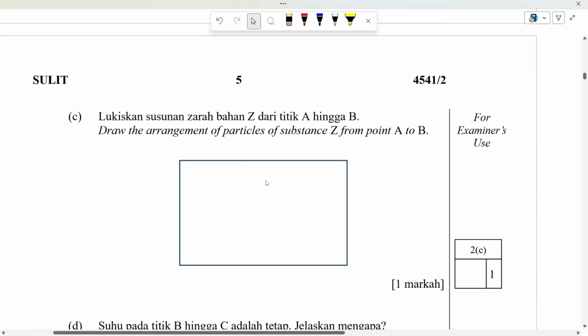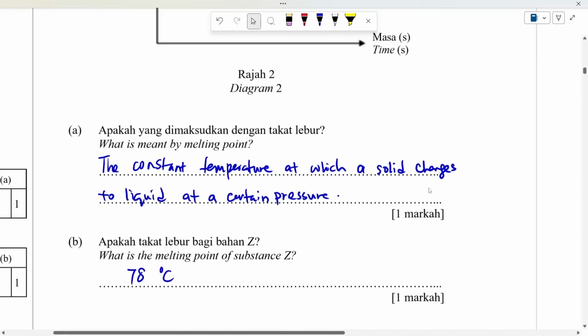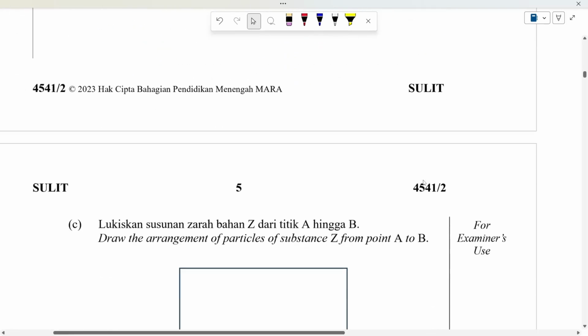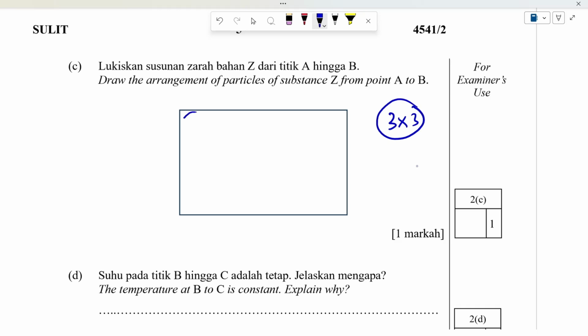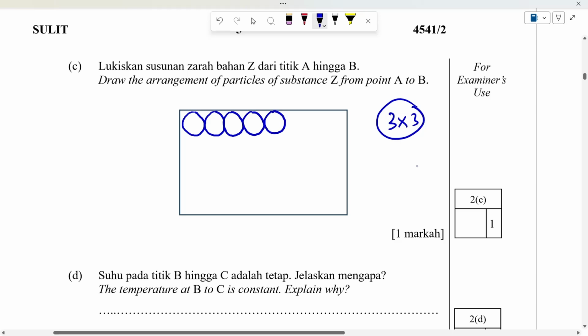Draw the arrangement of particles A to B. A to B is what physical state? Solid. So how do we draw the arrangement of particles? Minimum 3 times 3. So it can be more. No overlapping.